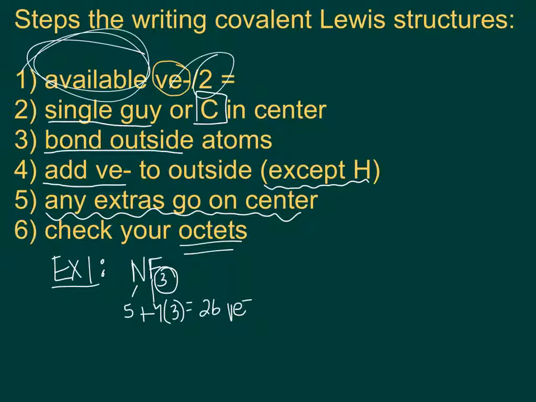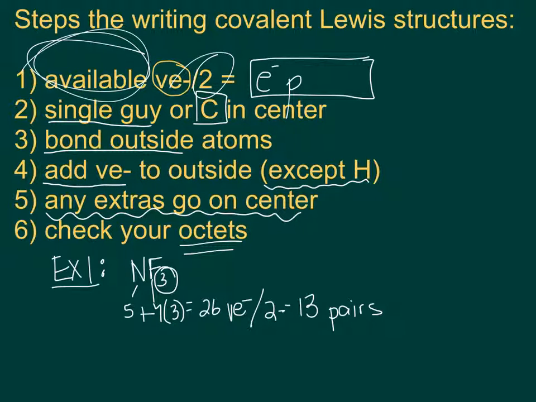Then it says to divide that number by 2, so I get 13. This gets me my number of pairs of electrons. Go back up to number 1 in your rule and say this is going to equal my electron pairs.